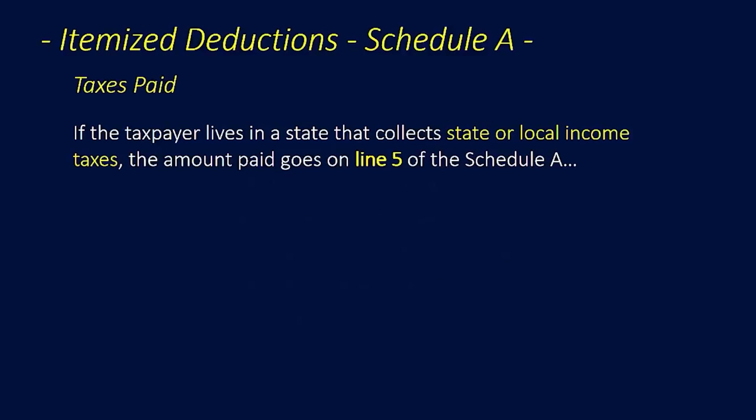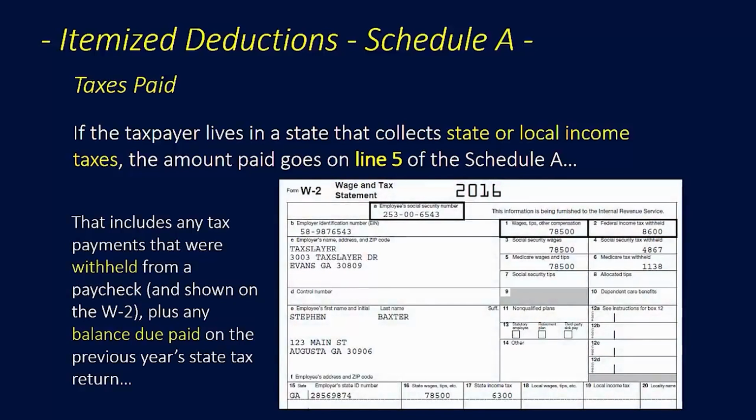If the taxpayer lives in a state that collects state or local income taxes, the amount paid goes on line 5 of the Schedule A. That includes any tax payments that were withheld from a paycheck and shown on the W-2, plus any balance due that was paid on the previous year's state tax return.